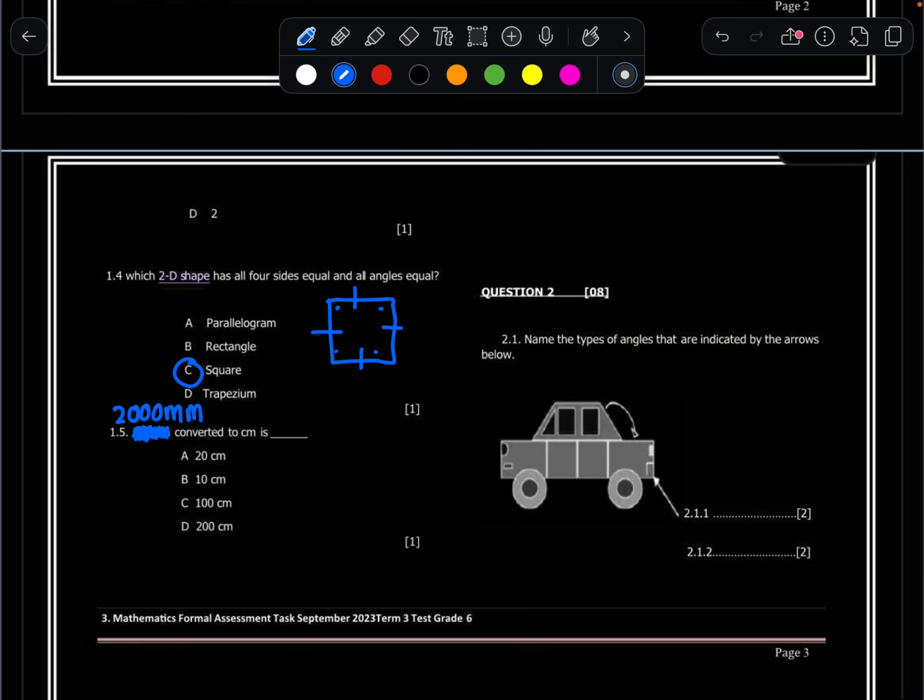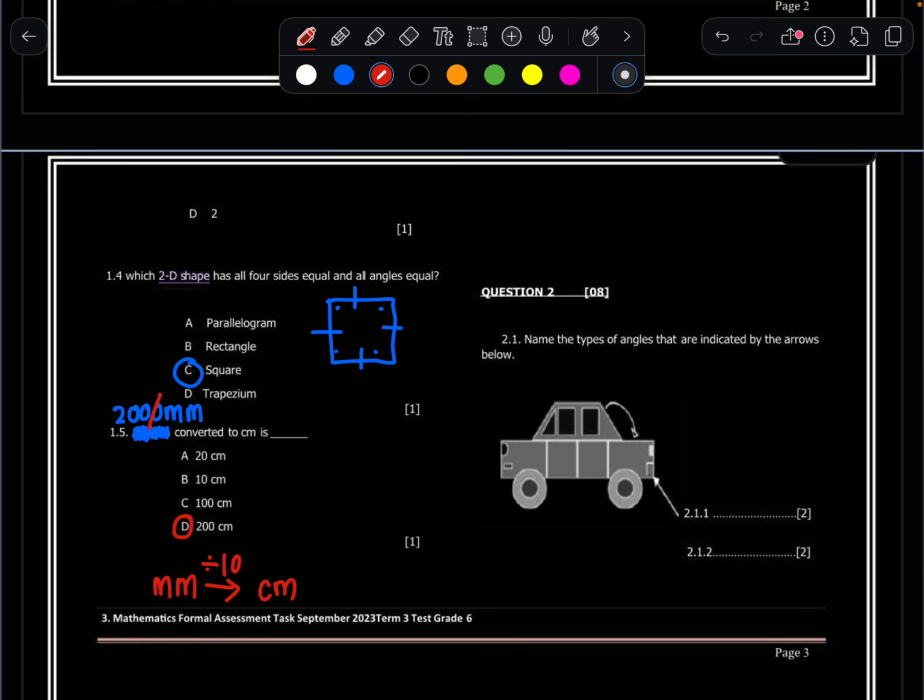So if I'm going from millimeters to centimeters, what I have to do is divide by 10. And so if I divide 2,000 by 10, I cancel 1 zero. It is going to be 200 centimeters.